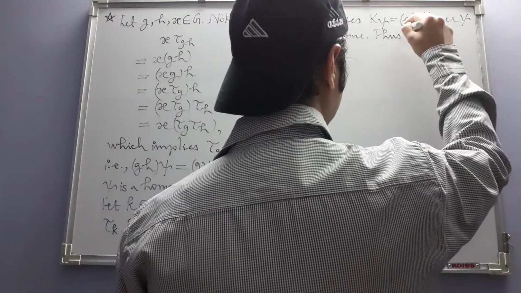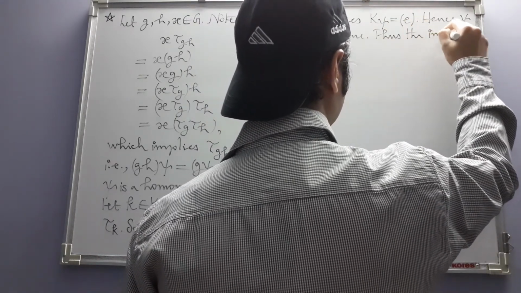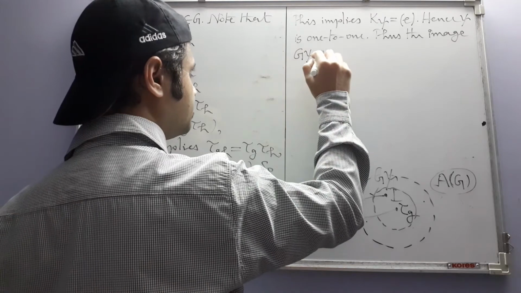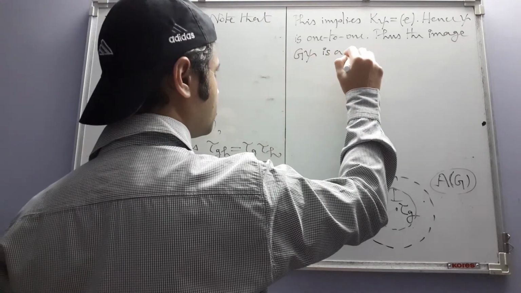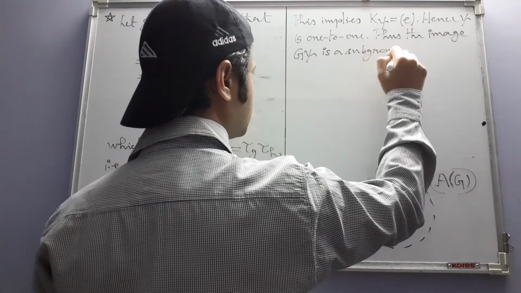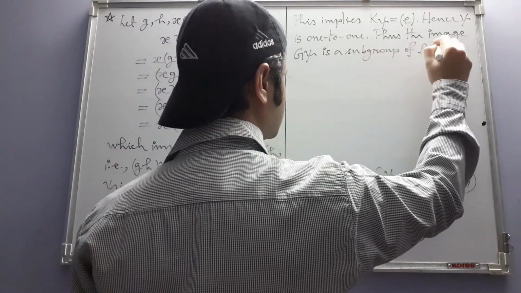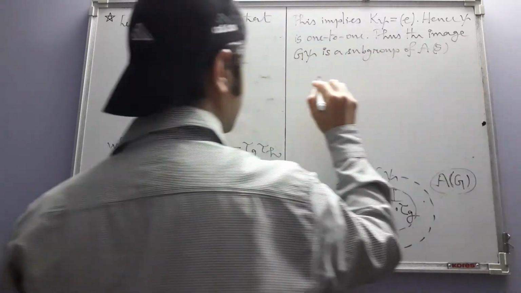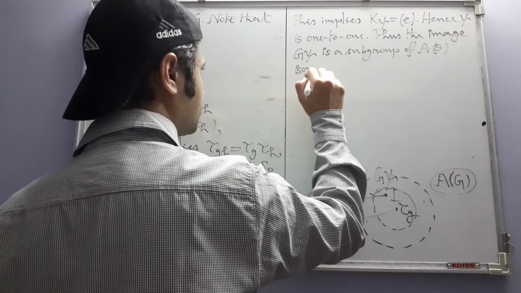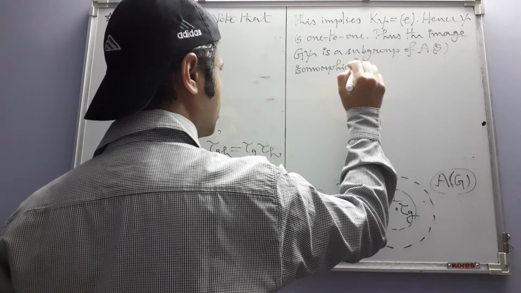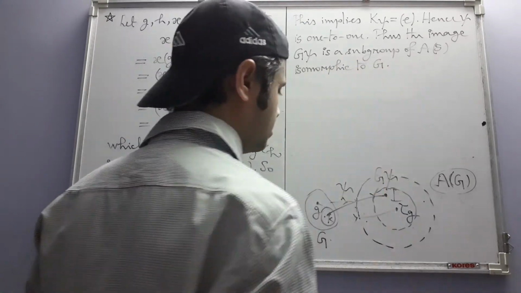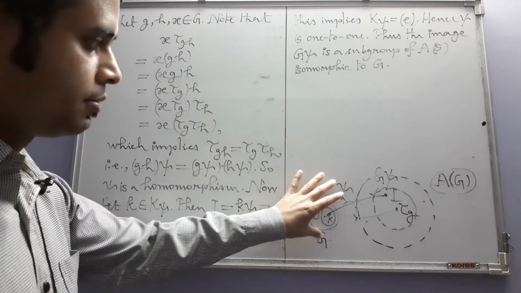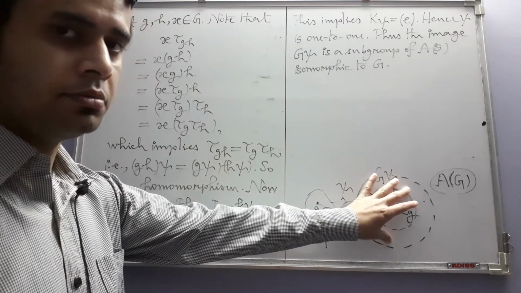Thus, the image G psi is a subgroup of A of S, where S is the same thing as G, and this is isomorphic to G. So that's how we have identified our abstract group G inside a concrete group A of G.